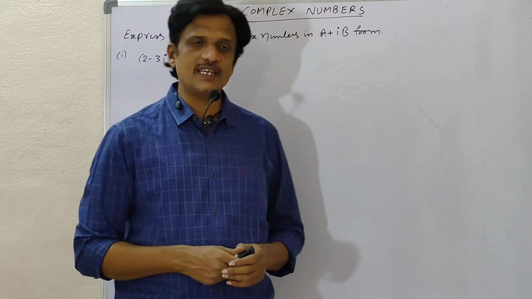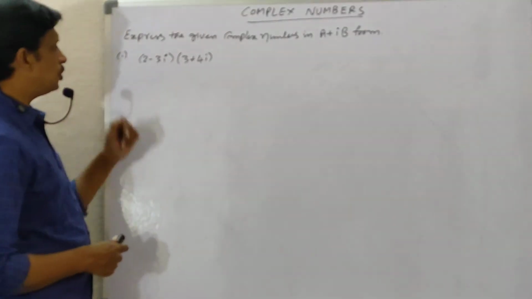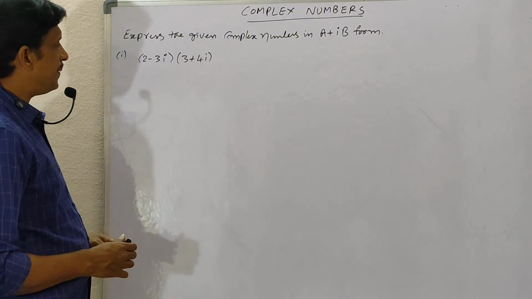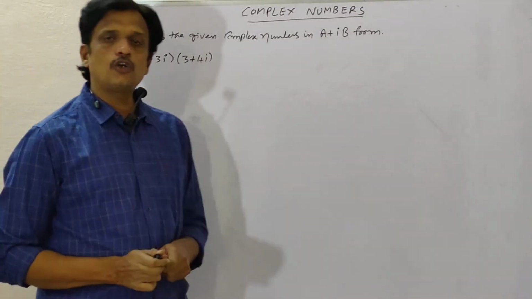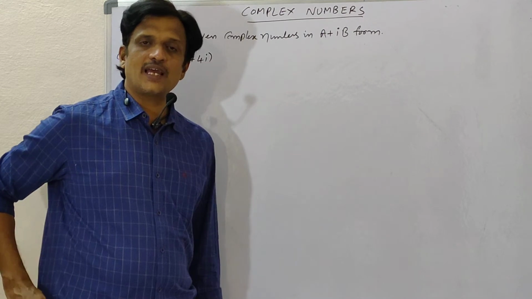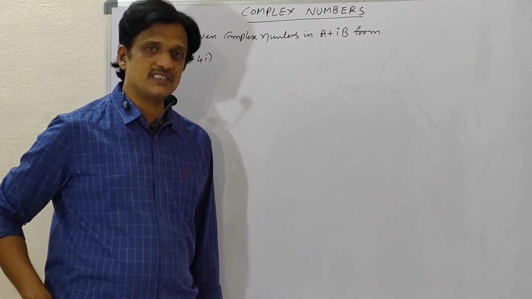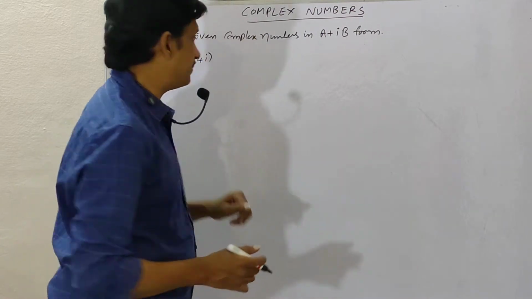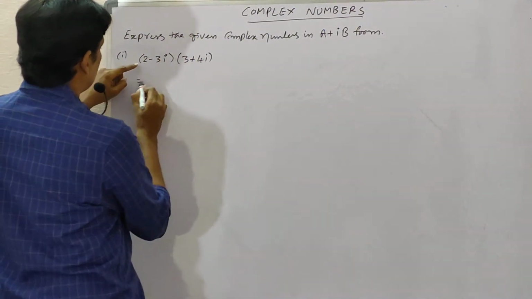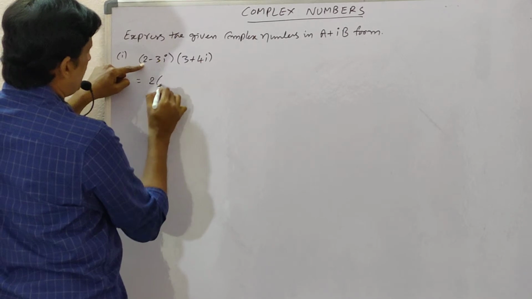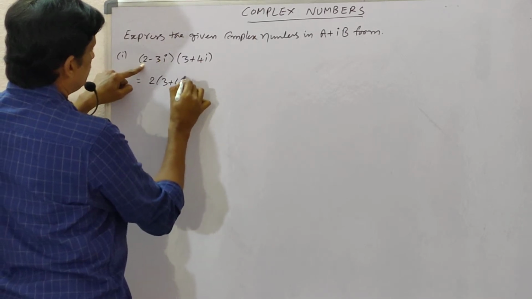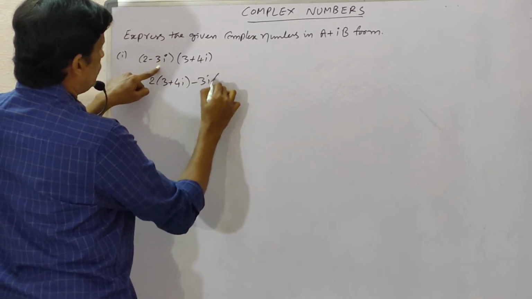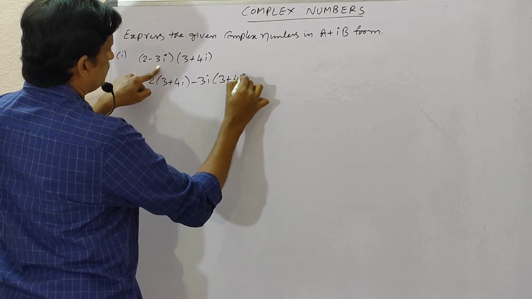So here the first one is 2 minus 3i into 3 plus 4i. The product of two complex numbers is given here. So we need to multiply these two to get the simplified form. Then you will get 2 into 3 plus 4i minus 3i into 3 plus 4i.